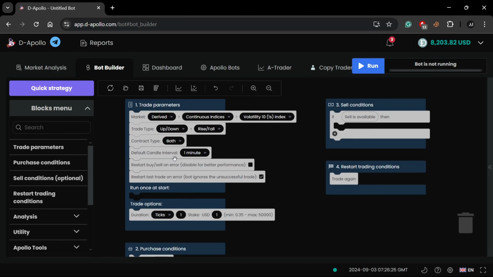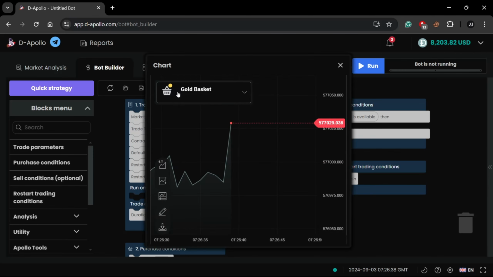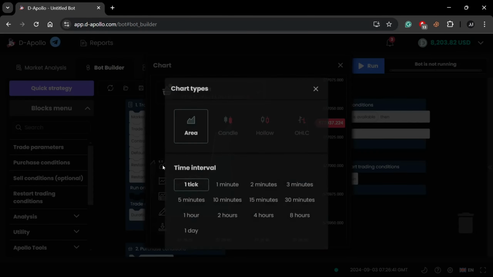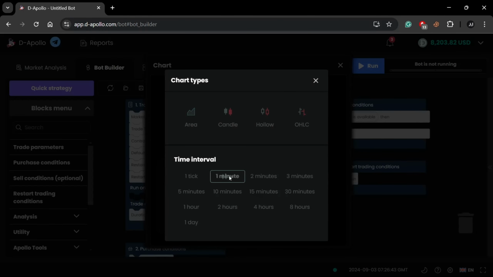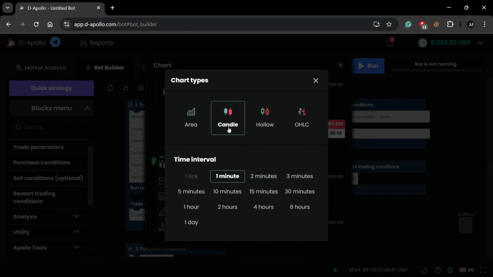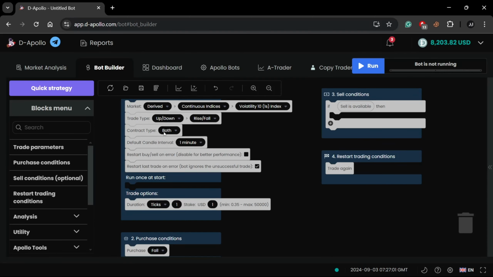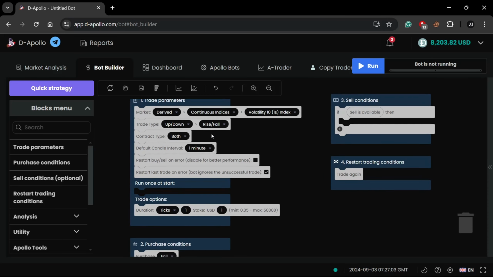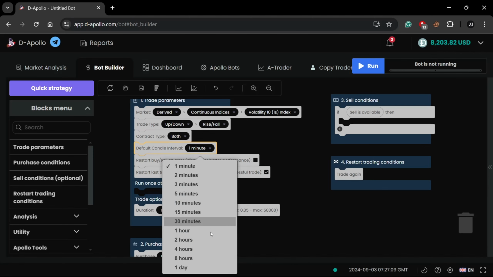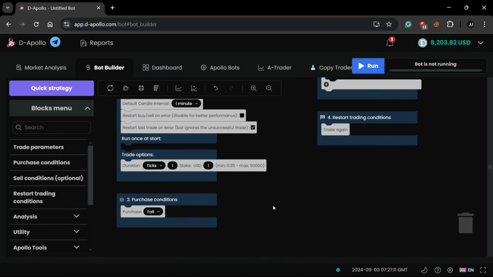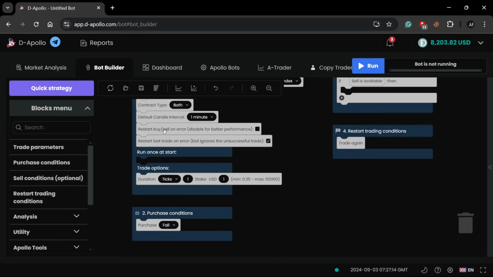Then the default candle interval is like which candle you want to use. For example, let me load our chart here. The candle interval basically means this. If you want to use the 1 minute chart, or the 2 minute chart, you can select from different options, all the way from 1 minute to 1 day. These are not that important.